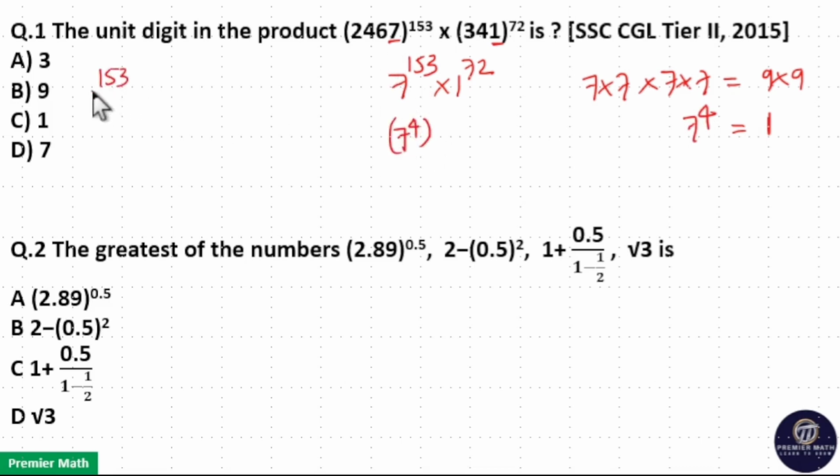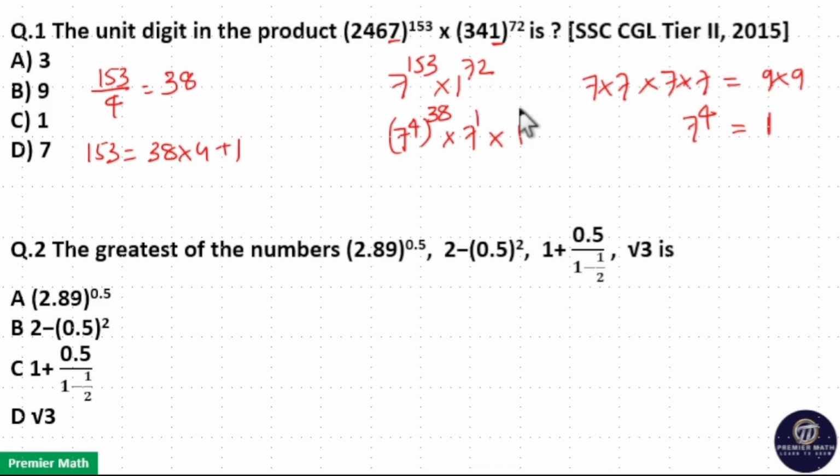So, write 7 raised to 153 in terms of 7 raised to 4. Here, 153 by 4: 4 goes 3 times in 15, remaining 3, 33, 4 goes 8 times in 32. So 153 is equal to 38 into 4 plus 1. So 7 raised to 153 is equal to 7 raised to 4, raised to 38, into 7 raised to 1.